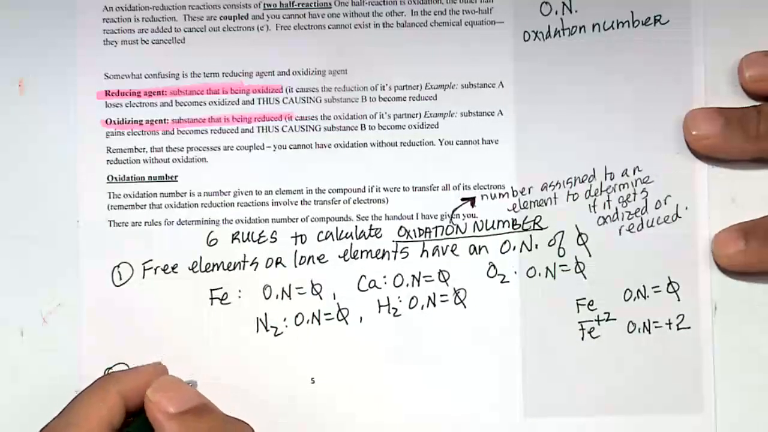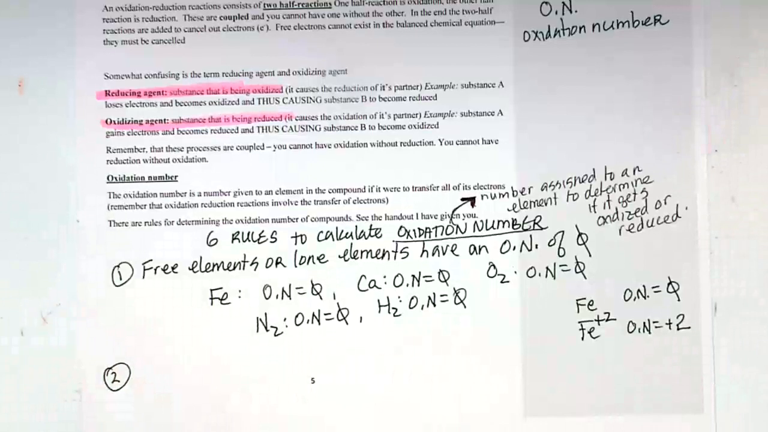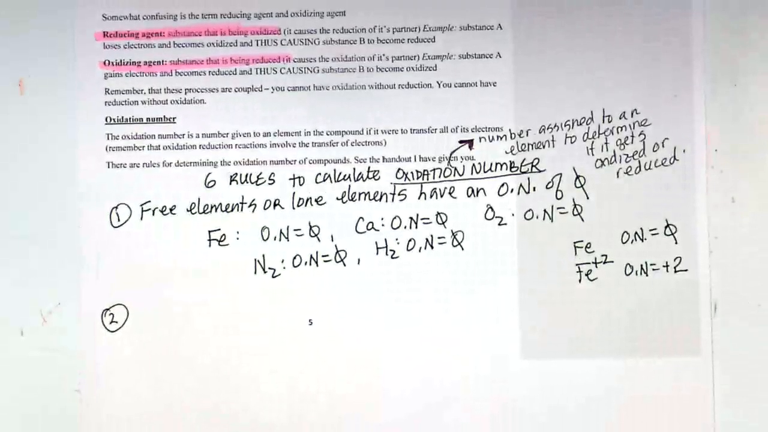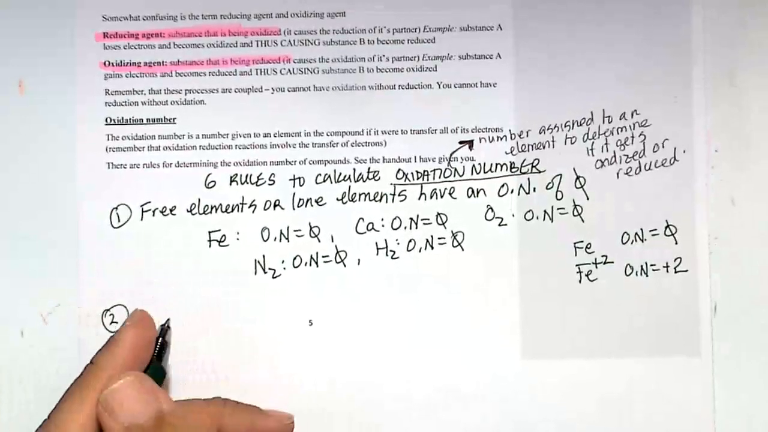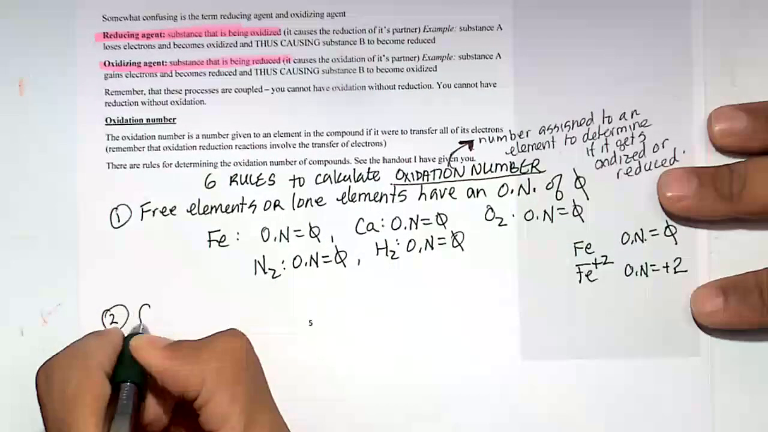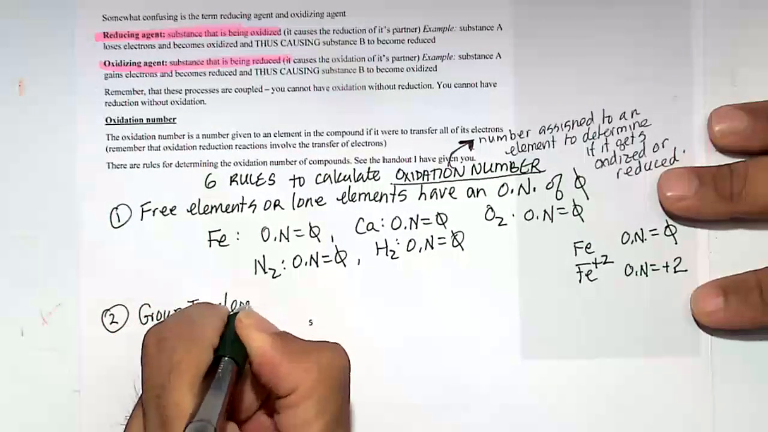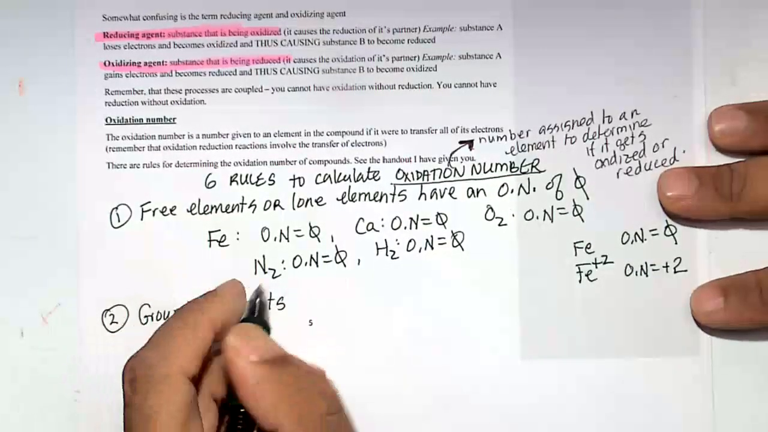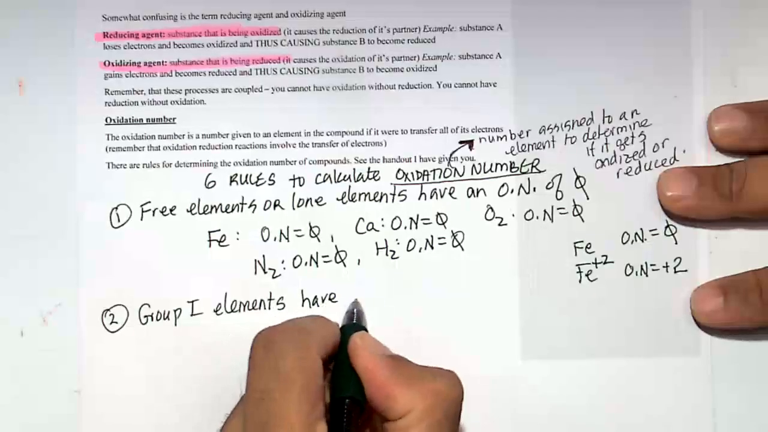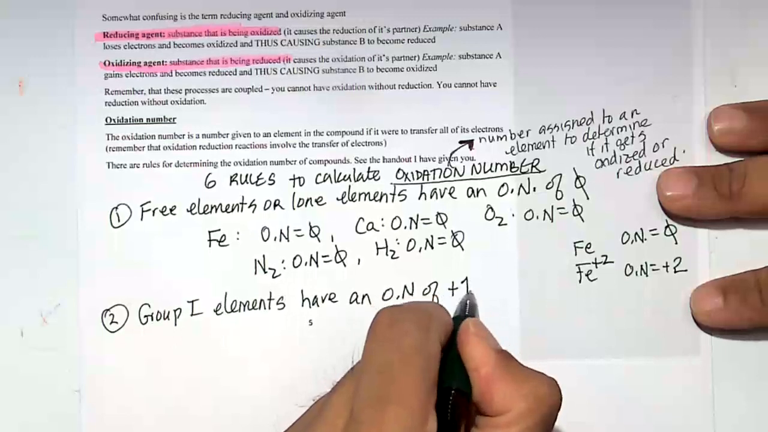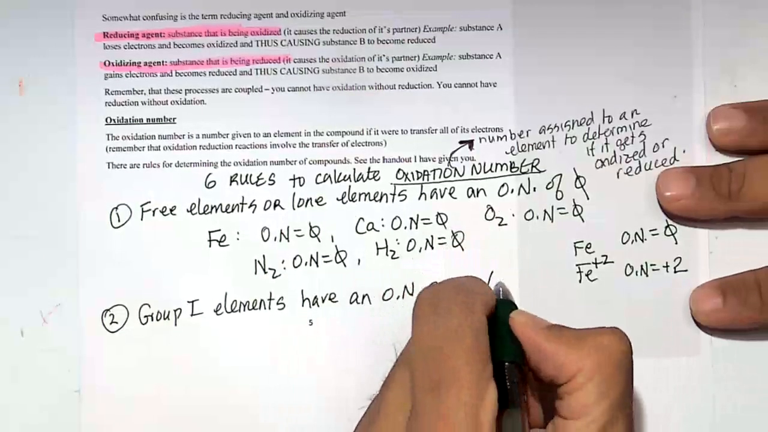Rule 2. Group 1 elements have an oxidation number of plus 1, like the ion, and group 2 elements have an oxidation number of plus 2, like the ion. Like it's an ion.